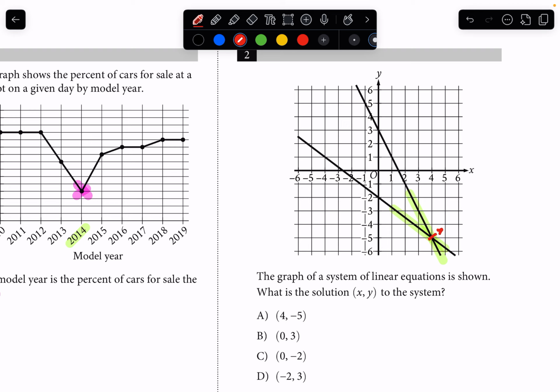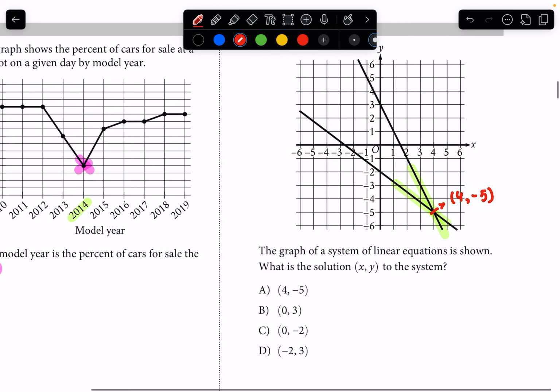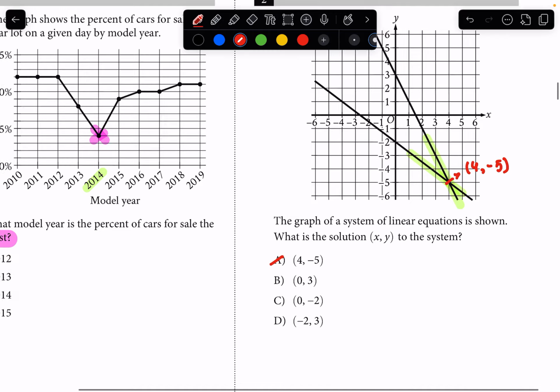Over here, we'll just look for the value of x. The value of x is coming out to be 4, and the value of y is coming out to be -5. So this is going to be our solution of the linear equations given to us right there. Now moving on to the next question.